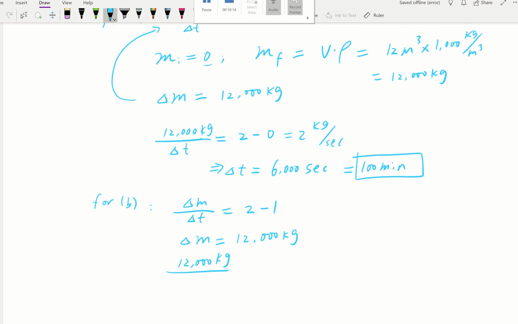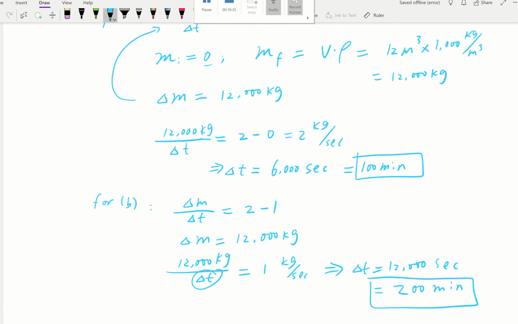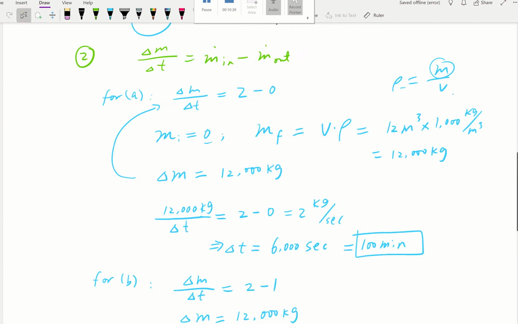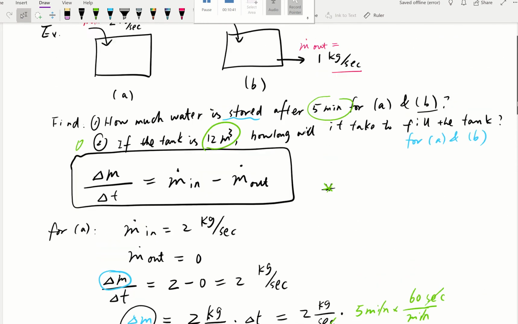And how long will this process take? Delta t is what you are solving, equal to 1 kilogram per second. Then we can find our delta t is 12,000 seconds. 12,000 seconds divided by 60 will be 200 minutes, right? Okay, so that concludes the example on this mass conservation problem.